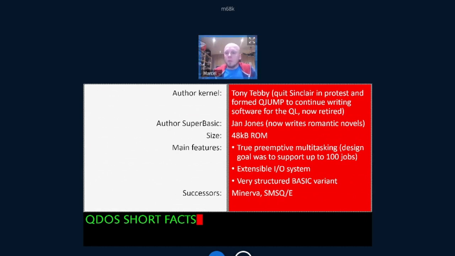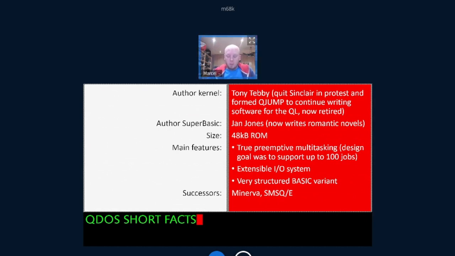QDOS was shipped in two ROM chips in the end, one 32K and one 16K internally, which left another 16K for extensions. The truly innovative features were preemptive multitasking. And apparently it was designed to run up to 100 jobs at the same time. And that is on a 7.5 megahertz 6808. So that's not too bad.